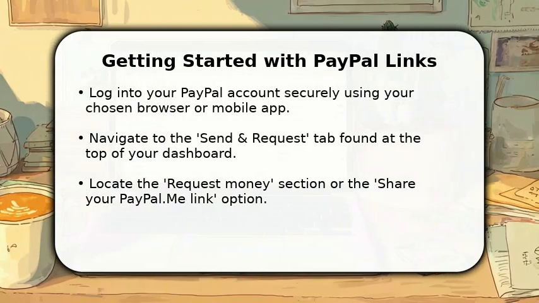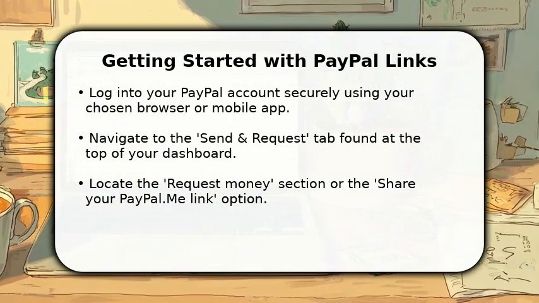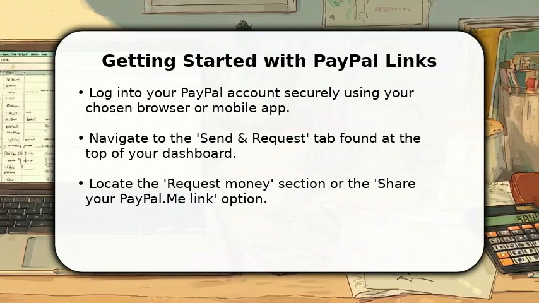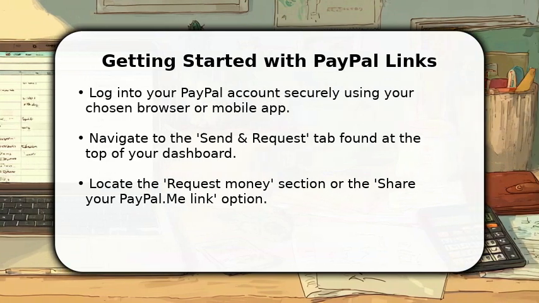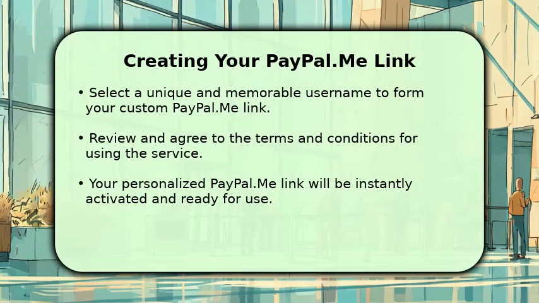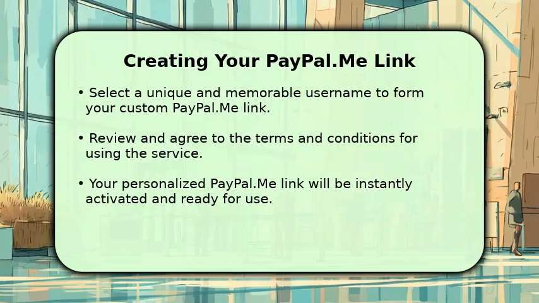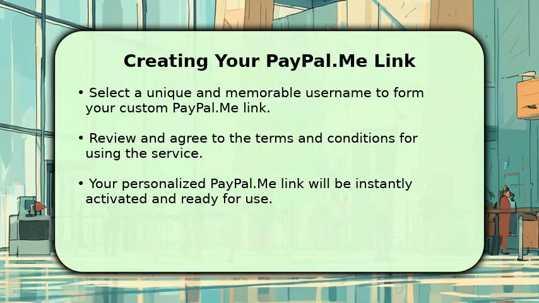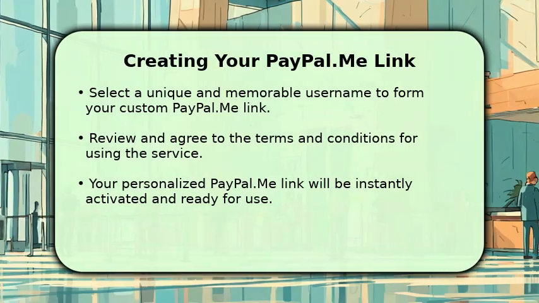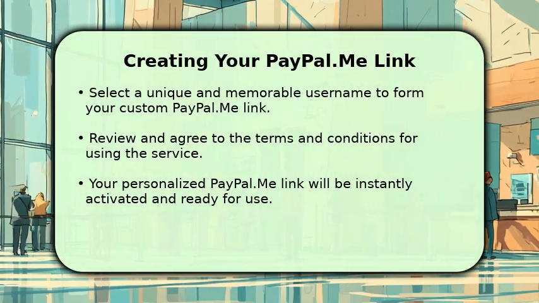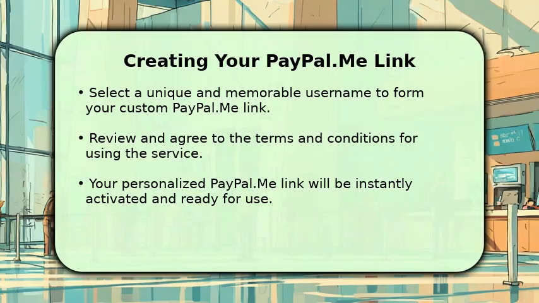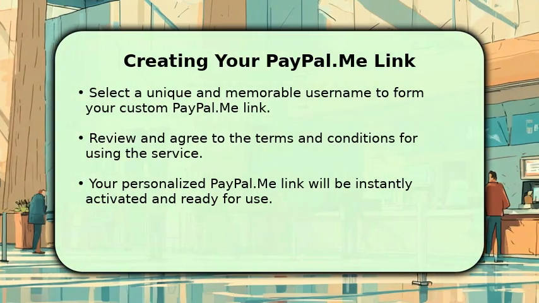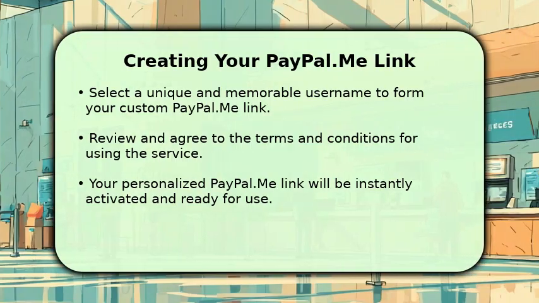Within this section, look for the options related to requesting money or specifically for sharing your unique PayPal.Me link, setting the stage for convenient payments. Creating your PayPal.Me link is a straightforward process that grants you a personalized URL. You will be prompted to choose a unique username, which will become a part of your custom link, like PayPal.me/yourname. After selecting your desired username, carefully review and accept the terms and conditions of service.